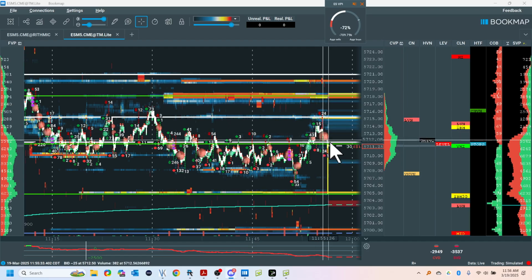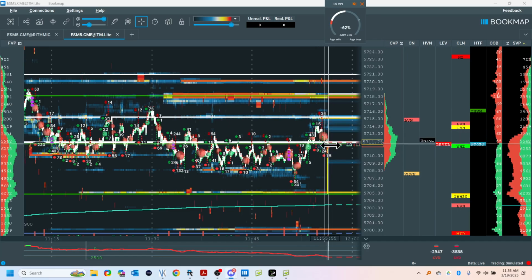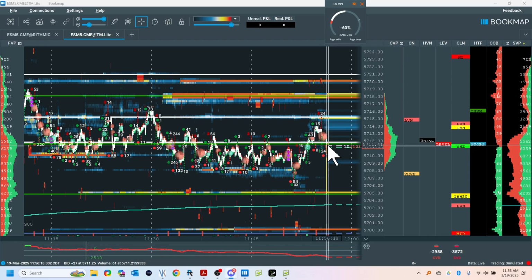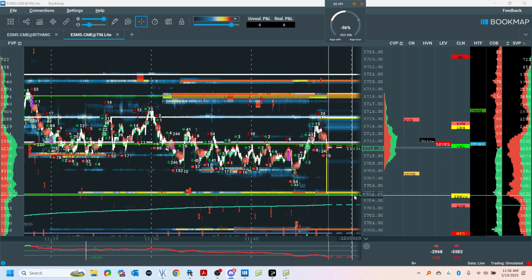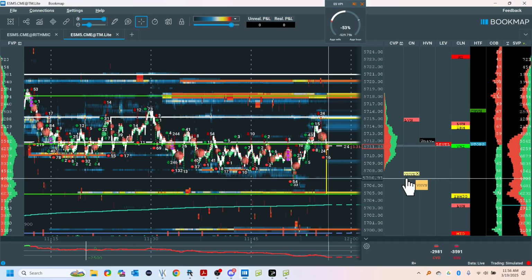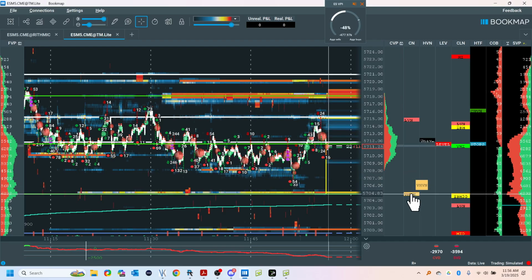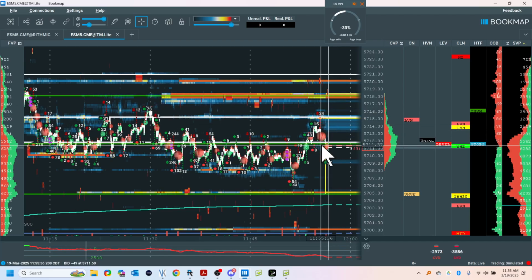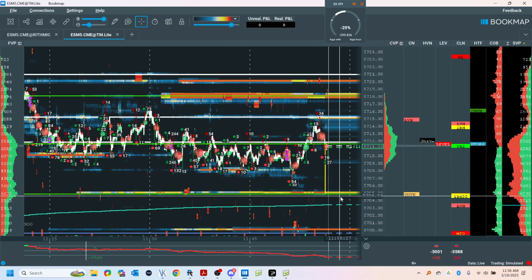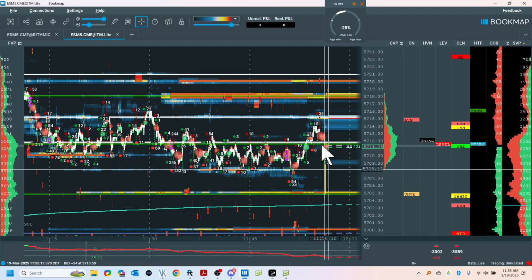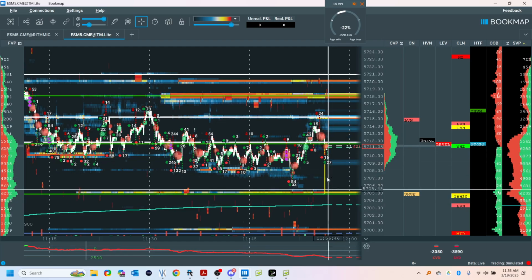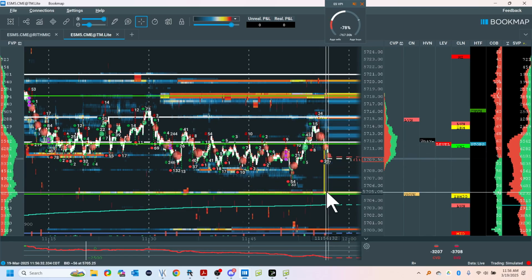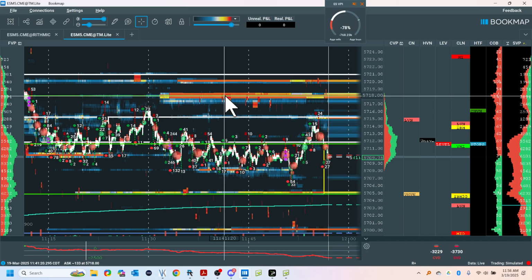VPOC migration. Now the behavior here is very important. Right here, we're either going to push north or we're going to fail from here and come back to this. This is a variable high volume node. I'm going to drag this down here because this is the last place. So retail either goes up or too high and comes back and checks right here. So this is where we're standing right now. So this is very important for the IBF. Let's watch.